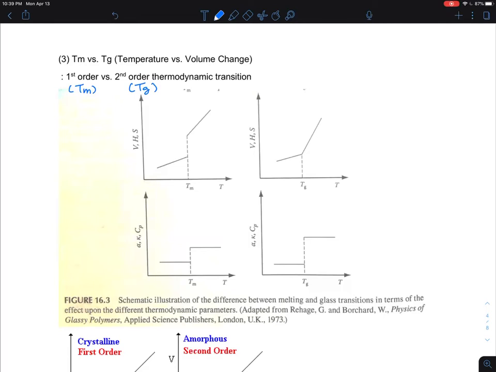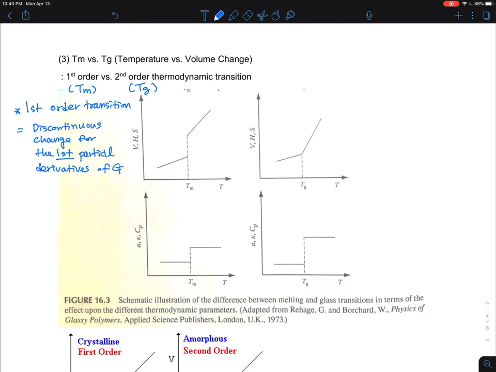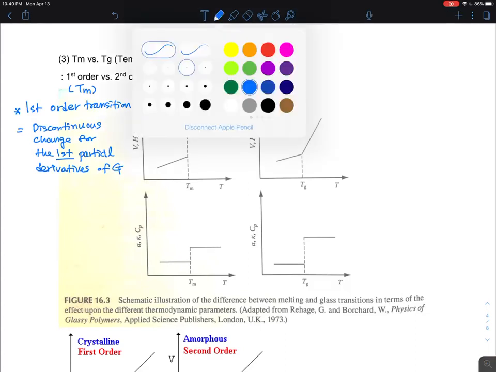So the first order transition means that this is a continuous change for the first partial derivatives of G. Okay, so then what do you mean by Tg, which is a second order transition? You can kind of relate that into the different meanings.